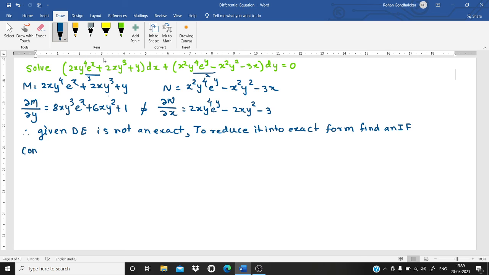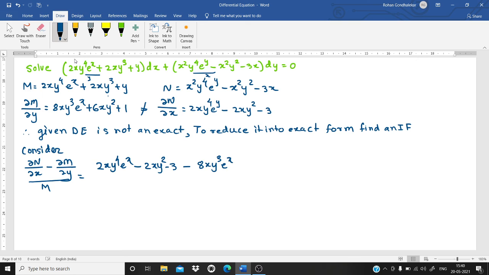ठीक आहे? Now consider, for this example I am purposefully directly going for the fourth rule. (∂N/∂x - ∂M/∂y) upon M. So this is ∂N/∂x is 2xy^4 e^x, minus 2x, sorry, 2xy^2 minus 3, minus 8xy^3 e^x minus 6xy^2 minus 1, whole divided by M. Two xy^4 e^x plus 2xy^3 plus y. Okay, so now go on calculate 2xy^4.